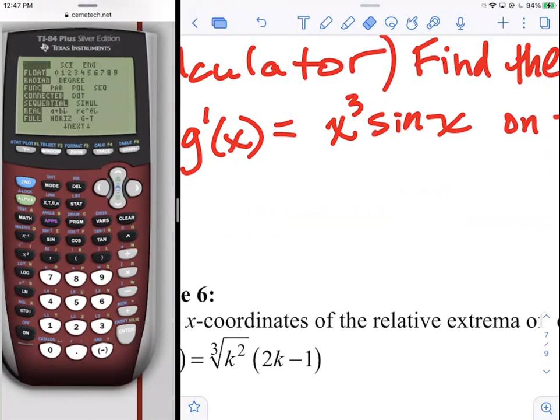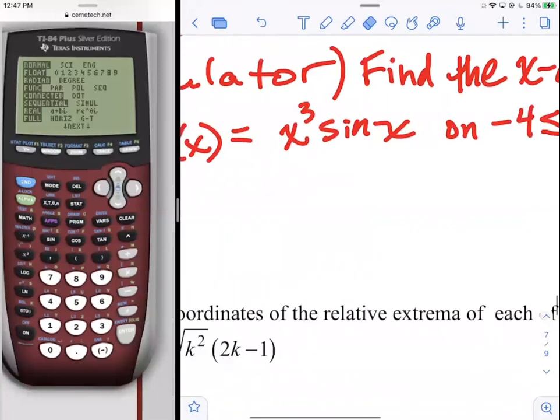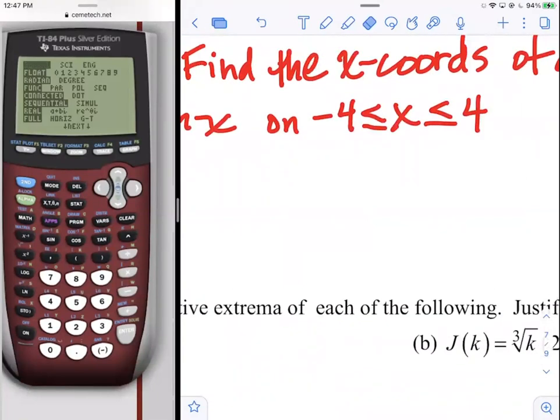Now, this derivative function, we're only looking at on the closed interval from -4 to 4. So I'm going to go straight to my window before I graph it, and change my x min to -4 and my x max to 4. If you want to leave your scale at 1, you can. I always turn mine off because I don't really need to see those tick marks.